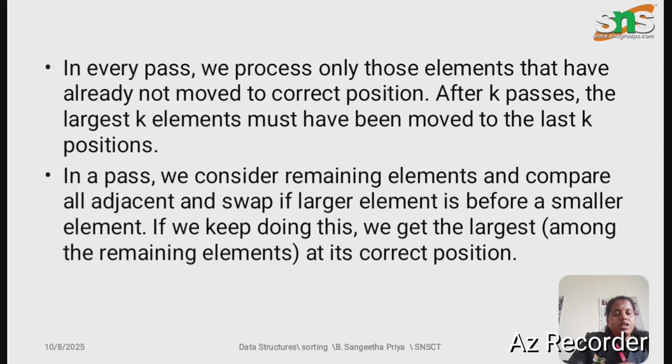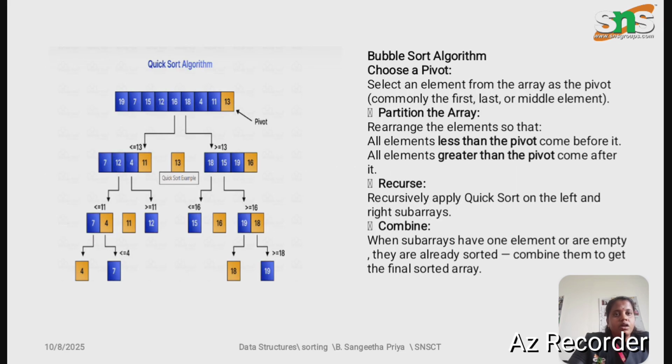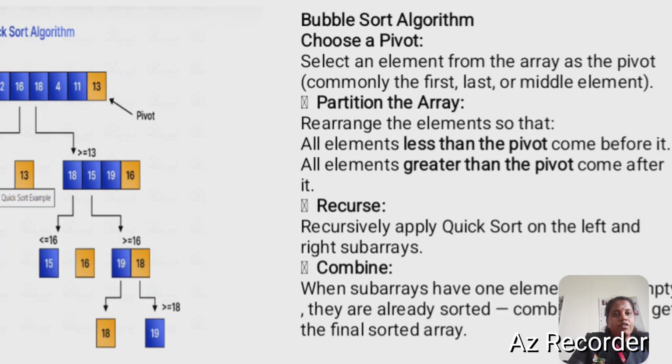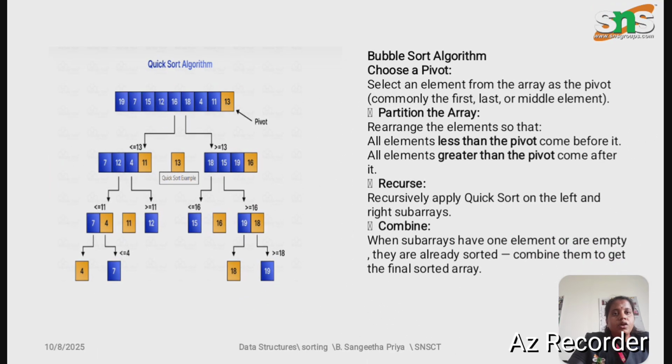In each pass, if the element is already moved to the correct position, it will be taking k passes, then the largest k elements must be moved to the last k positions. In this pass, the remaining elements are compared with adjacent ones and swapped if the larger element is before a smaller element. If we keep doing this, we get the largest remaining element in the correct position. Here we have explained the quick sort algorithm.